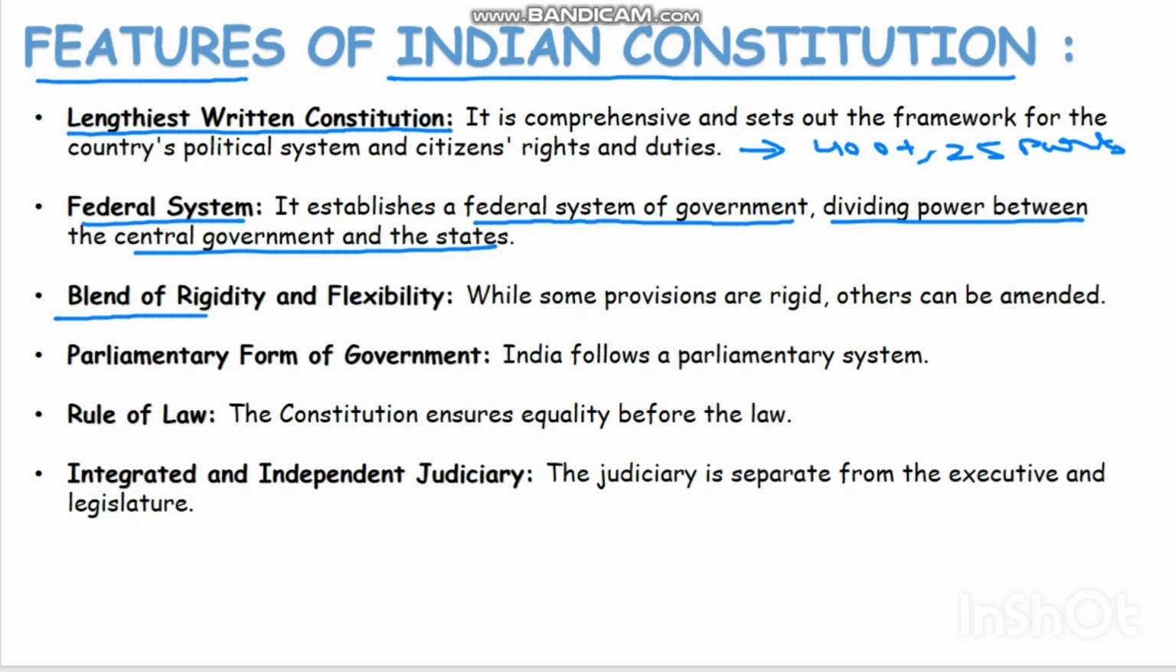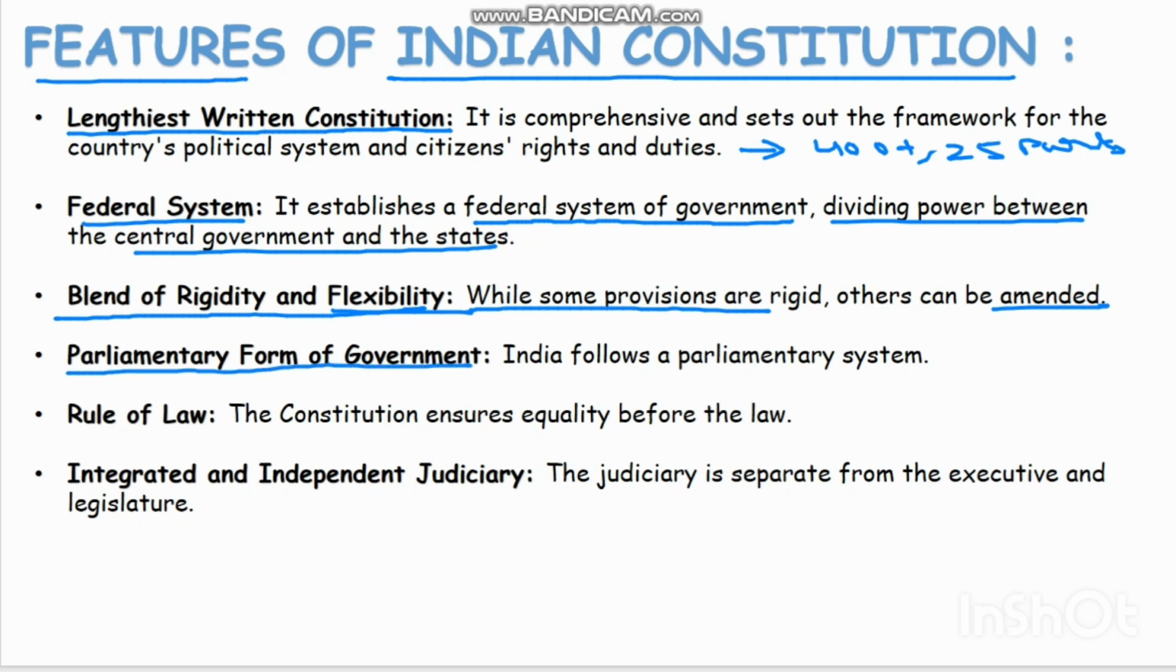The Indian Constitution is a blend of rigidity and flexibility. There are some laws which cannot be amended or modified simply; it requires a two-thirds majority in an assembly or a parliament. And for flexibility, there are some laws which can be simply amended with a simple majority.